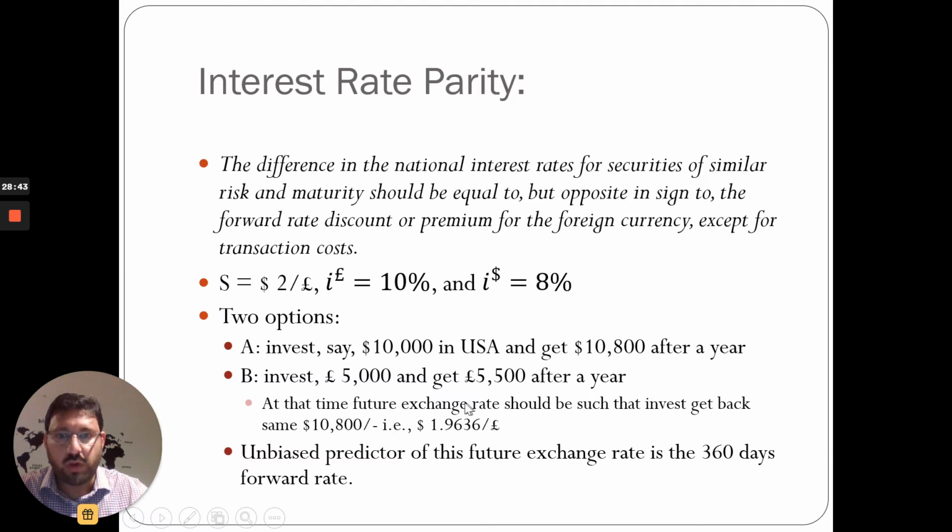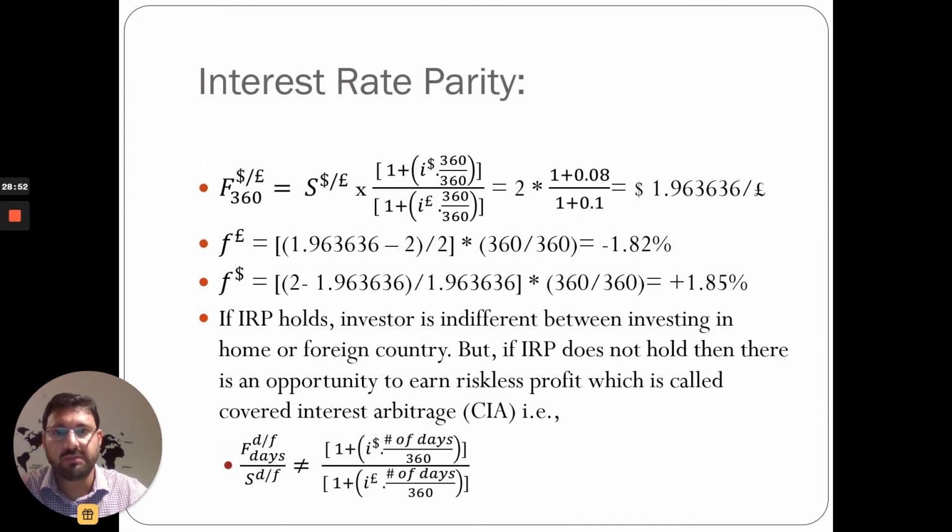So this $1.9636 per unit of pound is actually calculated based on the same forward rate formula. So this is the forward rate, dollar per pound, 360, and the spot rate is given in terms of, again, the base currency, pound over here, multiplied by 1 plus the interest rate of dollar.